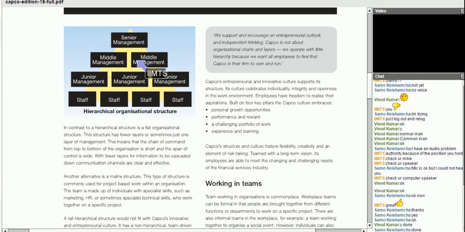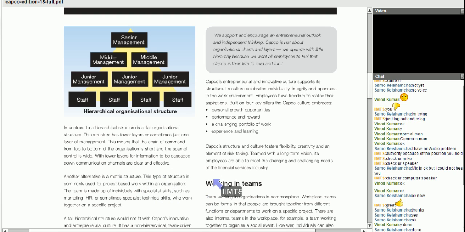Now you can see this is the hierarchical structure. We all know about it already: senior management, middle management, junior, and then the staff that is working. In contrast to a hierarchical structure, there is a flat organizational structure as well, in which there are few layers and just one layer of management. The chain of command from top to bottom is short and the span of control is very wide. We have seen that in the flat structure.